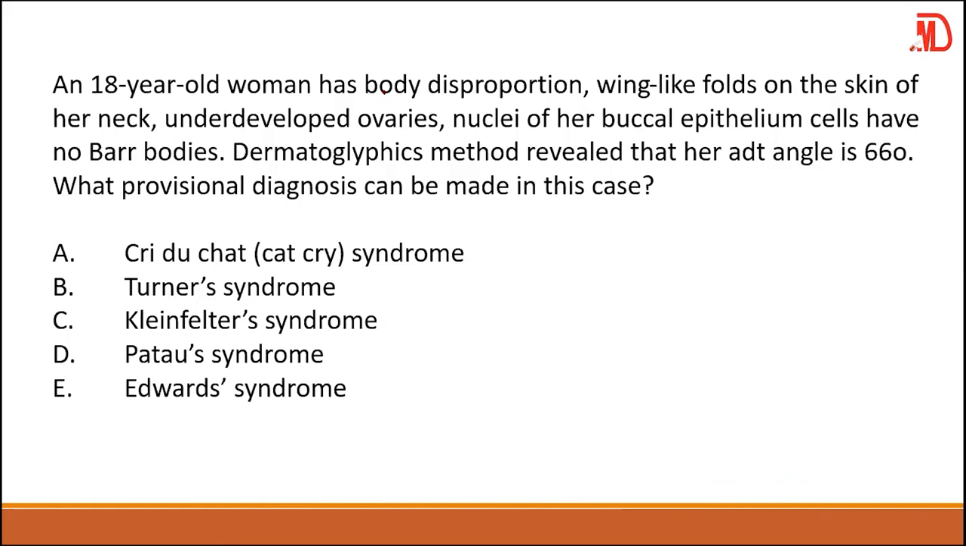So we have an 18-year-old woman who has body disproportion. Wing-like folds on the skin of her neck. Underdeveloped ovaries. Nuclei of her buccal epithelium cells have no Barr bodies. Guys, when they say no Barr bodies, what will be the genotype of this woman?